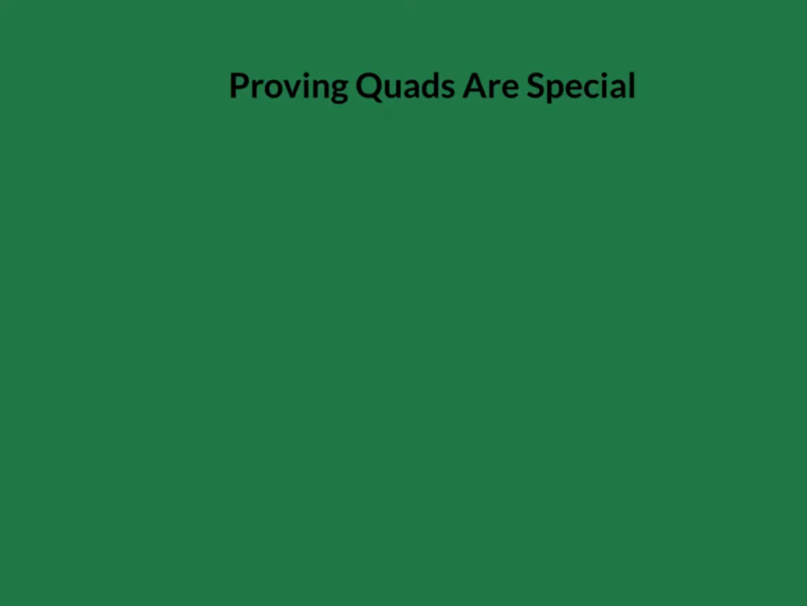Hey Ramblers, today we're going to learn about proving that quadrilaterals are special quadrilaterals. That is, proving that they are more than just parallelograms, but that they could also be rectangles, rhombuses, squares, kites, trapezoids, or even isosceles trapezoids.